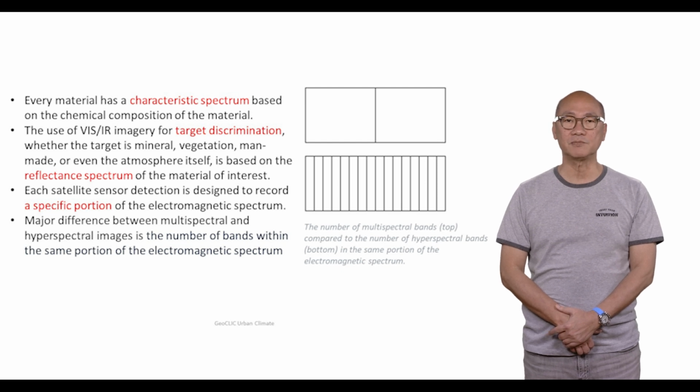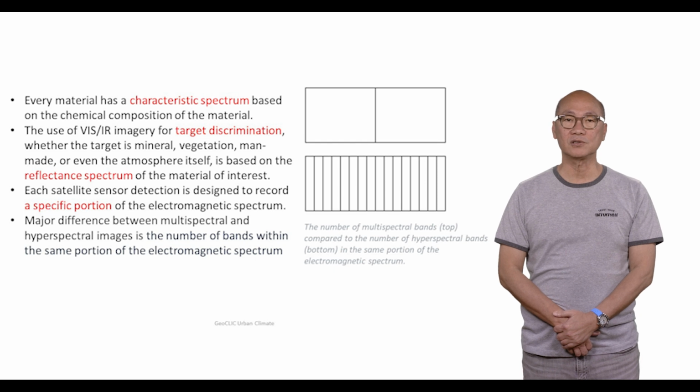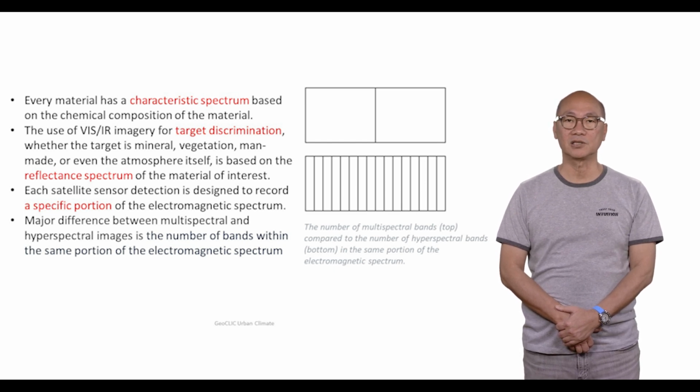A major difference between multispectral and hyperspectral images is the number of bands within the same portion of the electromagnetic spectrum. The figure shows this difference: the number of multispectral bands on the top figure as compared to the number of hyperspectral bands in the same portion of the electromagnetic spectrum on the bottom figure.